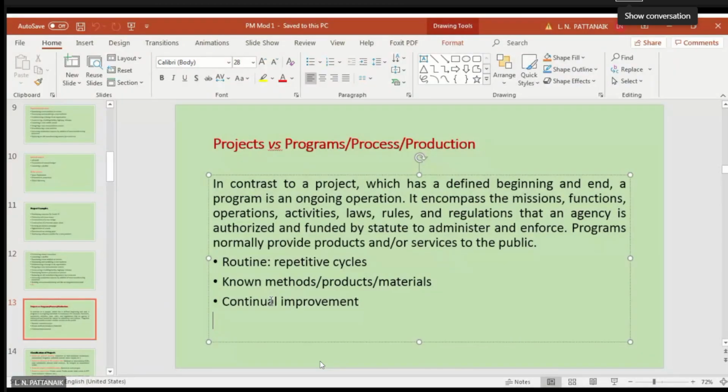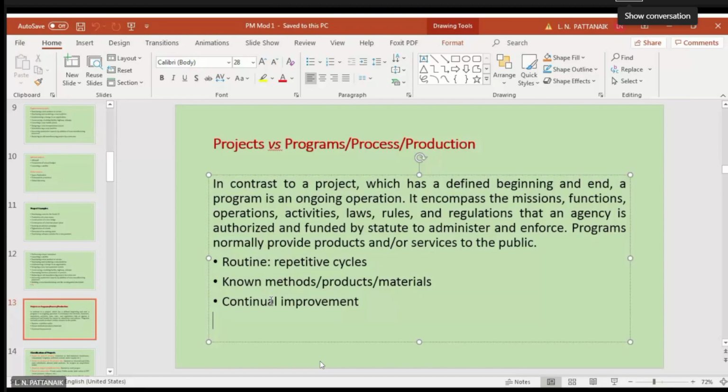Programs normally provide products and/or services to the public. Program means something which you are continuously doing. Of course, there must be some output, otherwise why would you do it? Suppose a hospital is providing continuous service, right? It is not providing any product, but it is providing continuous service. So it's not a project. It may come under process or a program.